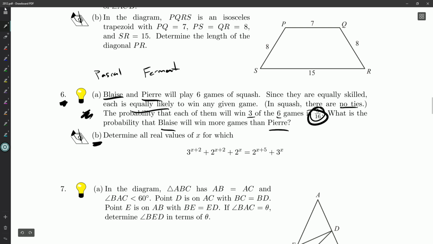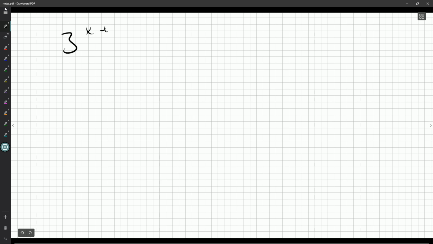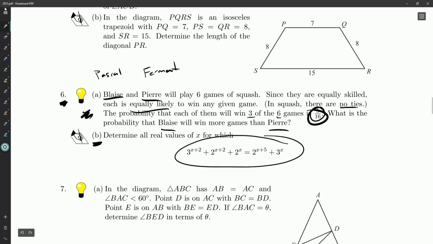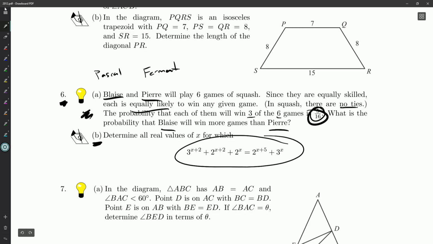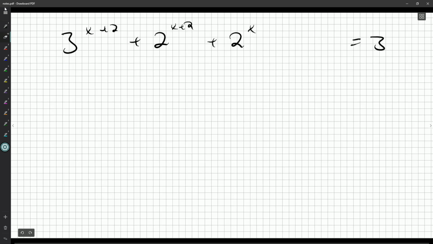Okay, B part. Determine all real values for x, for which, look at this. We've got a lot of powers of 2 and a lot of powers of 3. Let's copy this over. 3 to the x plus 2, 2 to the, I think it was x plus 1, x plus 2, and then plus 2x is equal to 3 to the something, now 2 to the x plus 5 plus 3 to the x.